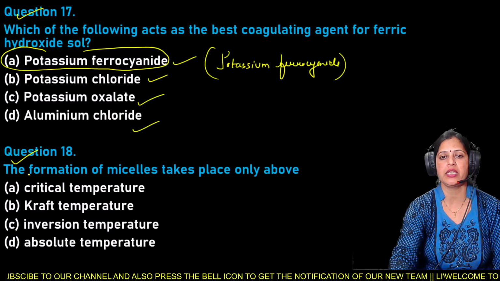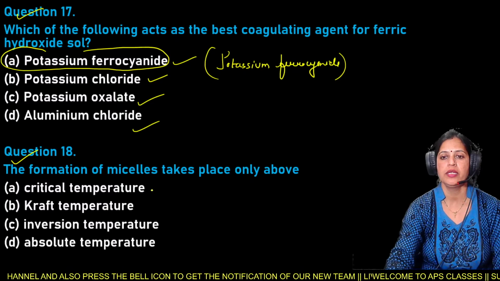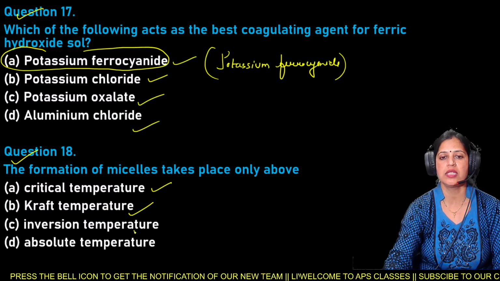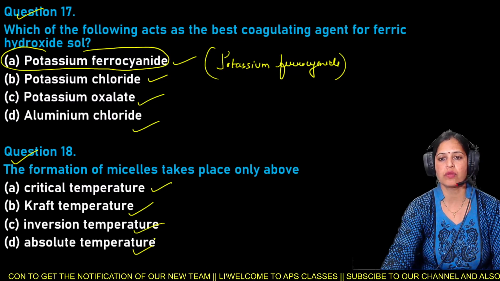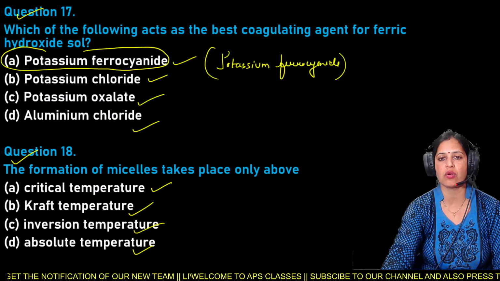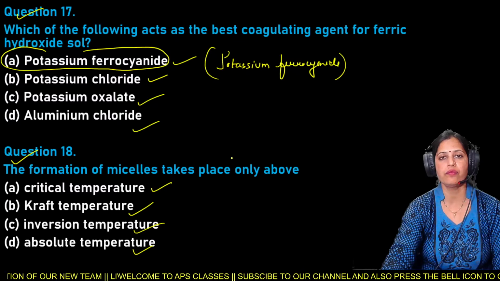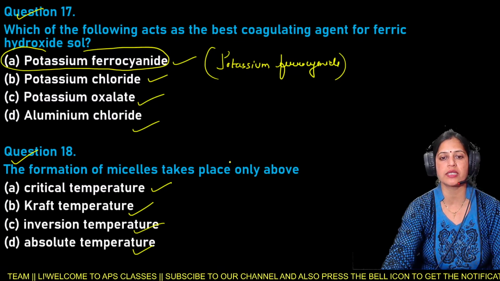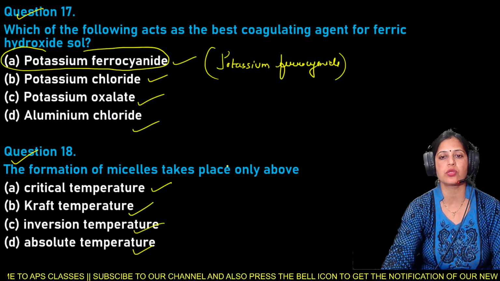Next is the question number 18. The formation of micelles takes place only above. Option A is critical temperature, B, Kraft temperature, C, inversion temperature, and D is the absolute temperature.